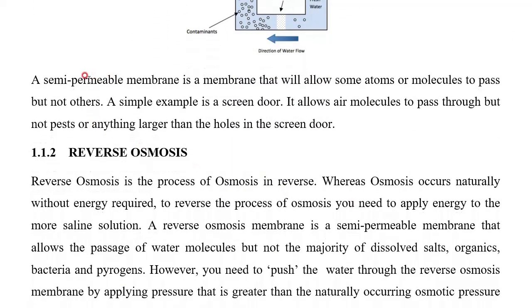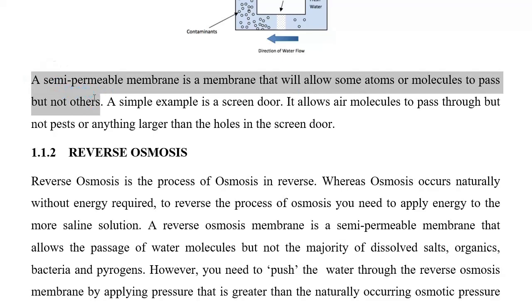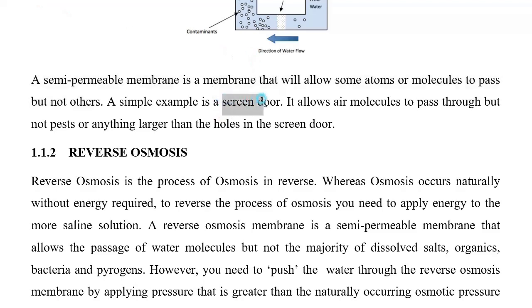A semi-permeable membrane is a membrane that will allow some atoms or molecules to pass but not others. It means only some are allowed, and the other molecules will not be allowed. They are stopped before the membrane itself. For example, a screen door allows only air molecules to pass through it, but any pests or anything larger than the holes of the screen door are not allowed to pass through it. The semi-permeable membrane acts in the same way.